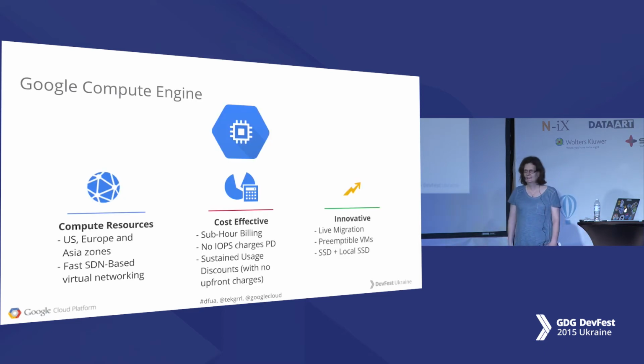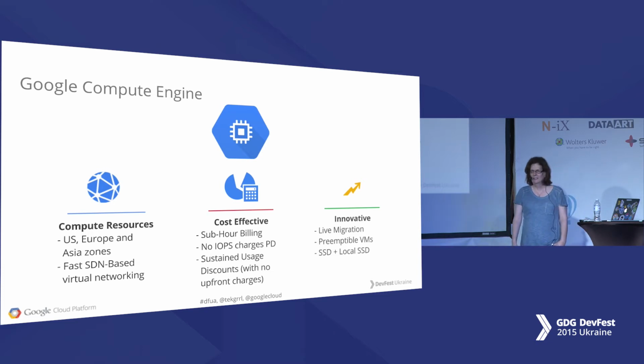And Compute Engine is effectively virtual machines in the cloud. And we have many, many different types of virtual machine. We have zones, regions. We have 2 regions in the US, East and Central. The East one was introduced recently. We have a region in Europe and a region in Asia. We have fast software-defined networking as a backbone.